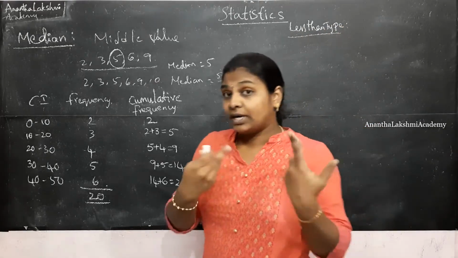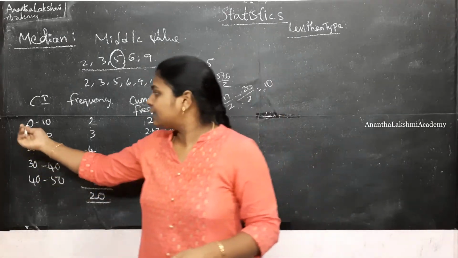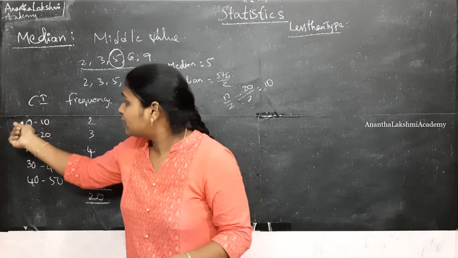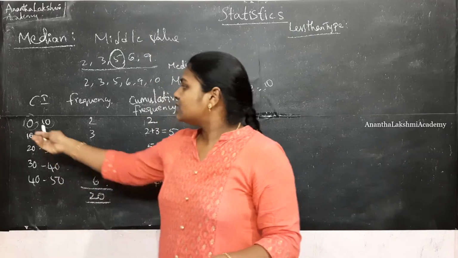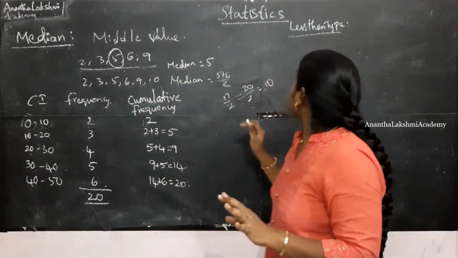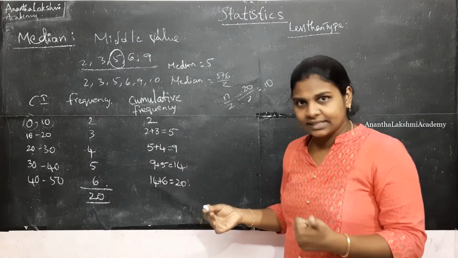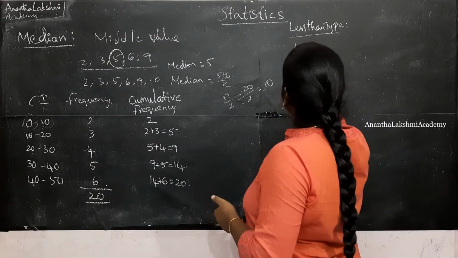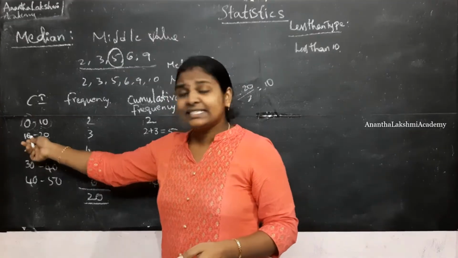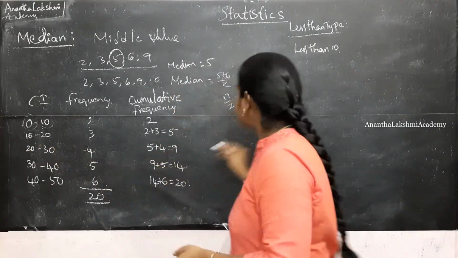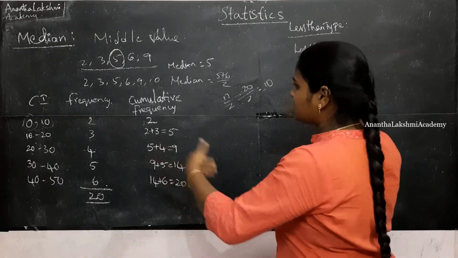If you have already gone through the part 1 video wherein I was explaining the boundaries of the class interval, when 0 to 10 is considered, the lower boundary is always included and the upper boundary is always excluded, isn't it? So, 0 to 10, can I write it as less than 10 or below 10, isn't it? So, I am going to write that as less than 10. Likewise, can I write this as less than 20, isn't it? Yes. So, less than 20, 30, 40 and 50.